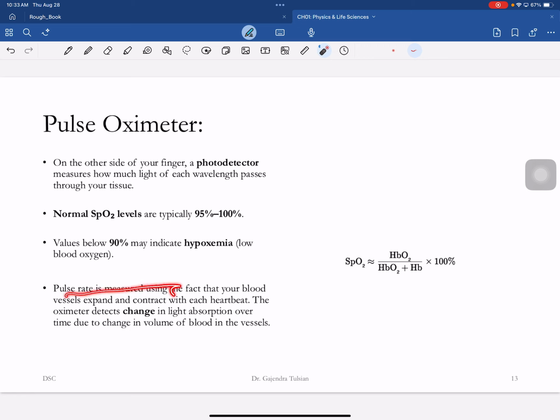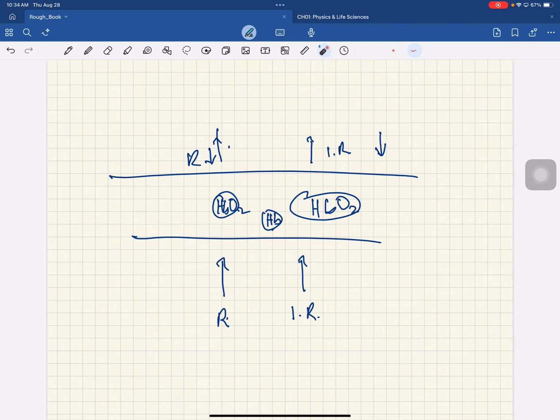How do you measure the pulse rate? Any ideas on how the pulse rate might be measured? Let's go back to this diagram. I'm sorry? Very good.